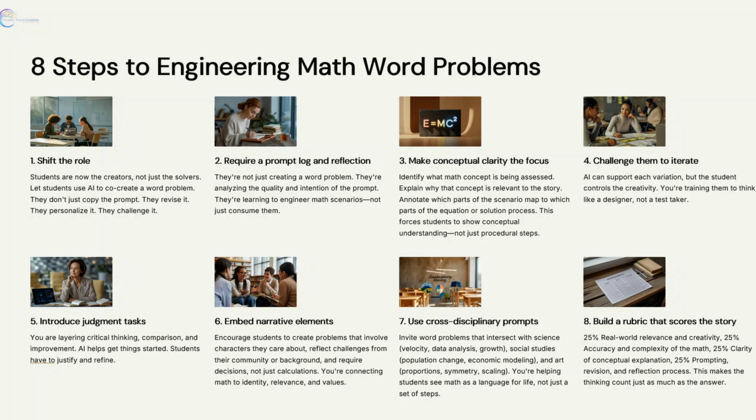Number eight, build a rubric that scores the story as much as the solution. An example of that looks like this: 25% can go towards real world relevance and creativity. 25% can go to accuracy and complexity of the math. 25% can go to clarity of conceptual explanation. 25% can go to prompting, revision, and reflection. This makes the thinking count just as much as the answer.